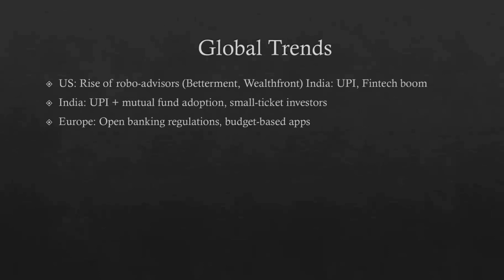Moving on to global trends, the US is seeing a rise in robo advisory. Robo advisory is again a new AI-driven thing coming up for investment, like Betterment. India is leading in UPI and micro investment. Europe is exploring open banking, and globally, finance is becoming more inclusive, instant, and intelligent. Of course, now AI is also entering it.